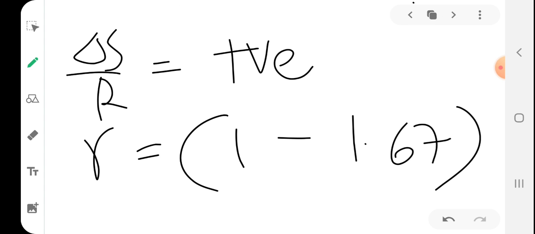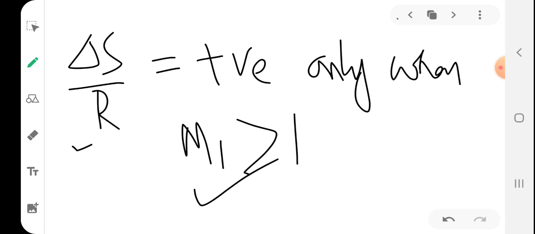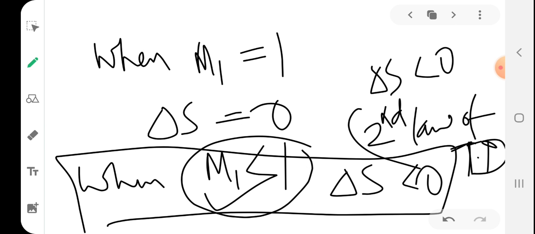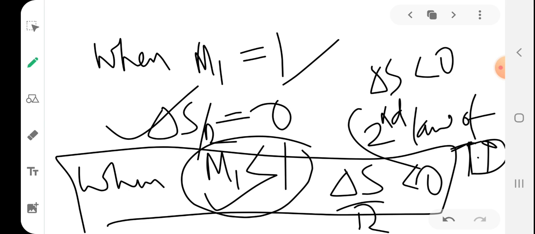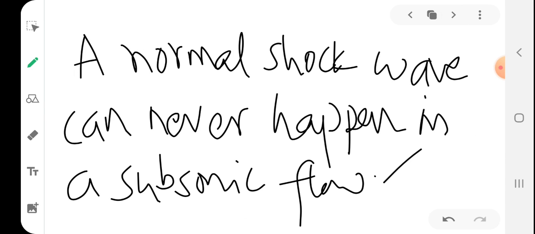When Mach number is greater than 1, you will get delta S by R as positive. When Mach number is equal to 1, you will get delta S by R as 0. When Mach number is less than 1, you will get delta S by R as less than 0. So this is not possible. Delta S by R can never be less than 0 in an adiabatic process. If it is less than 0, it is a direct violation of the second law of thermodynamics. Therefore, a shock wave can never occur in a subsonic flow. That is proved.